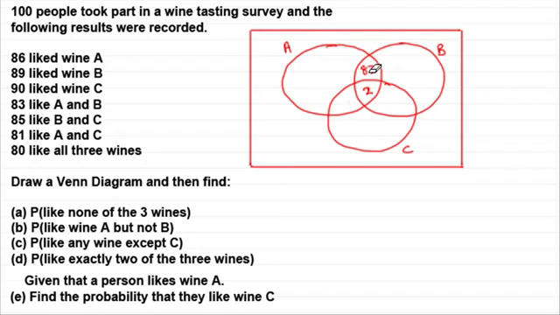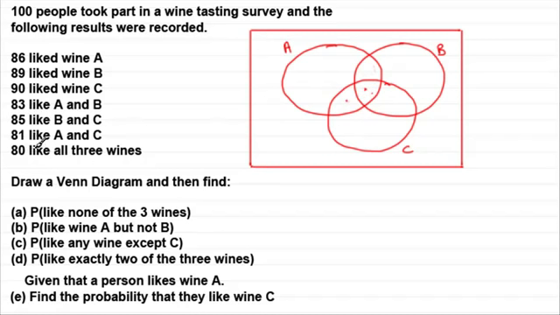So we've got a bit of a problem here. We can't fill anything in for the 83. Nor can we fill anything in for the 85, because 85 like B and C, that added to that should come to 85. And similarly, 81 like A and C. A and C would be those two regions. So, where do we start?